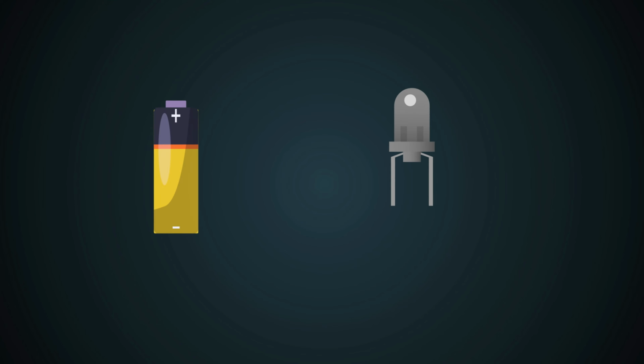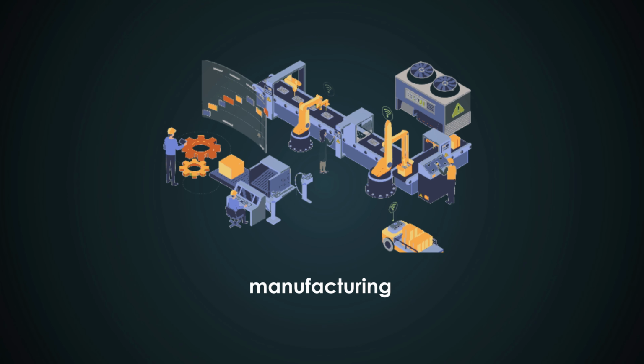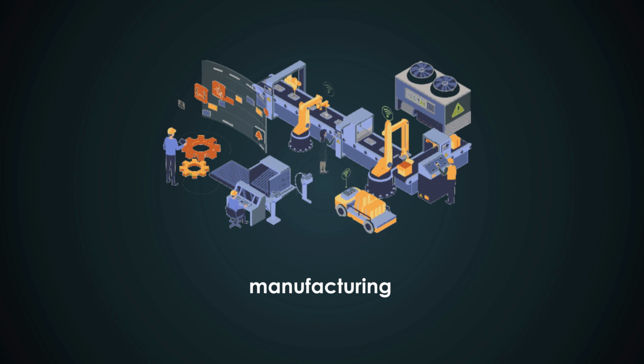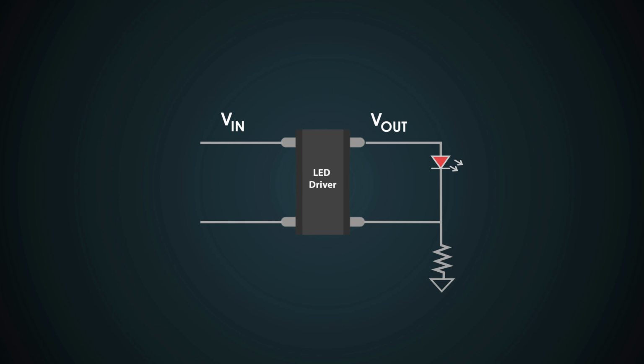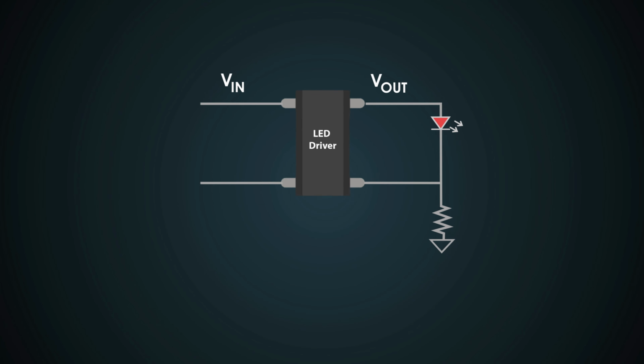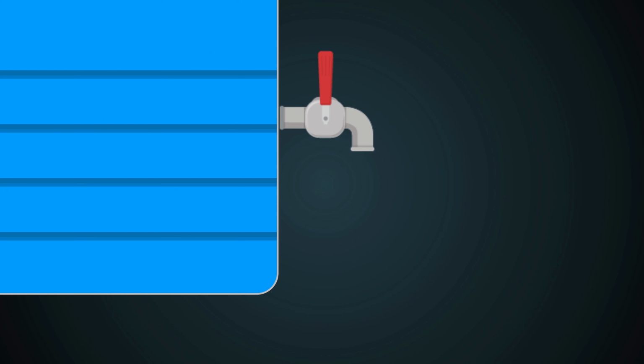So, why do we need a constant current source to drive an LED? LEDs are current-driven devices. Their brightness is directly proportional to the current flowing through them. But here is the twist. The voltage drop can vary due to manufacturing tolerances and temperature changes. A constant current driver ensures that the LED gets steady current, making our LED's life a lot longer and its performance more predictable. Let's break this down.